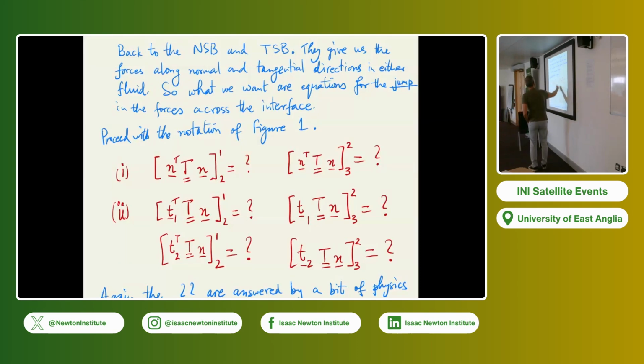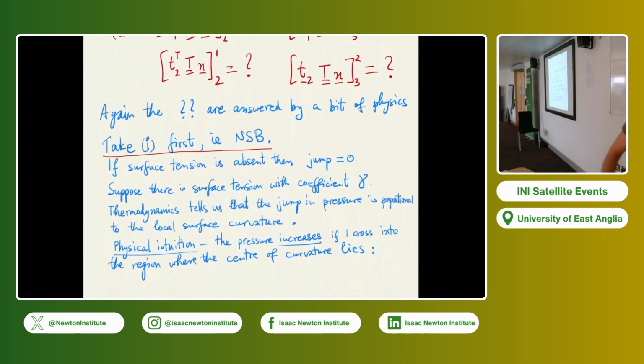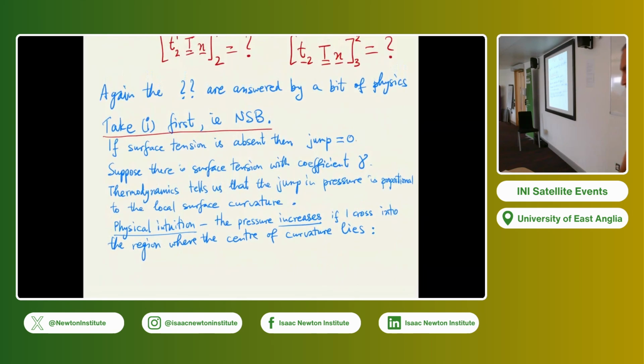So these are the conditions, right? So these are the two normal stresses. This is at S1, this is at S2, and then two conditions tangentially at S1 and also at S2. So what are these equal to? Okay, so let's begin with the normal stress balance first.